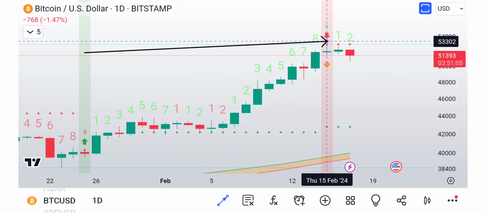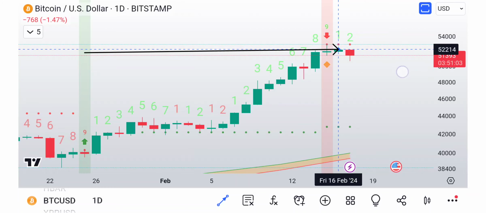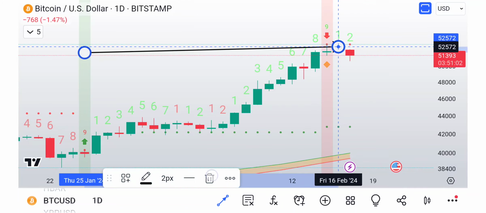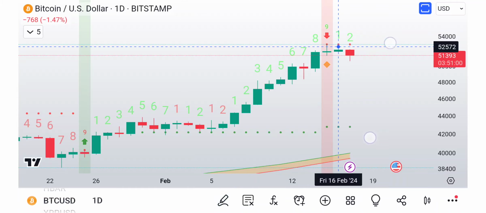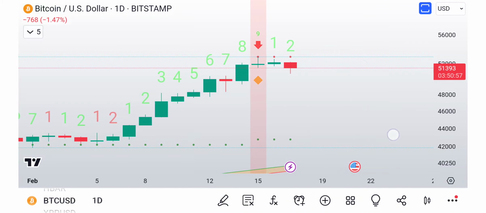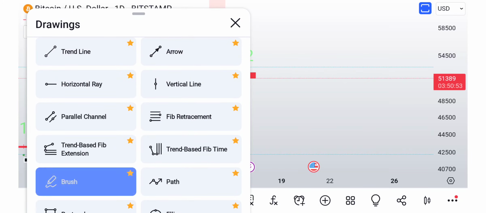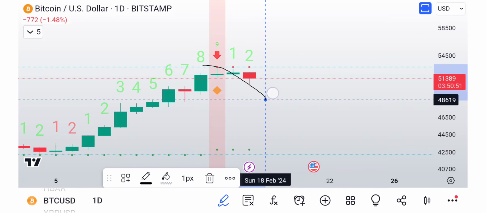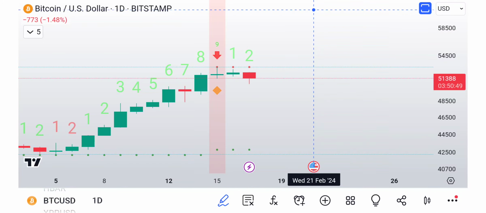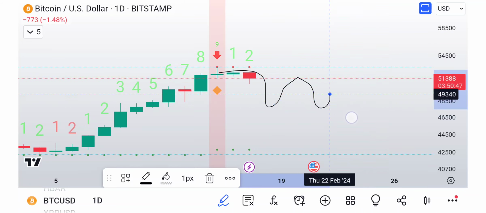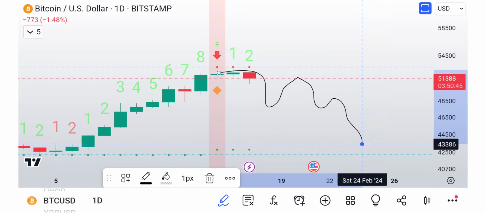So this is the price of Bitcoin. We had a daily 9. So a 9 sell doesn't necessarily mean selling Bitcoin, right? It just means we can either get a pullback in a continuation or a reversal. So it really depends on what your trading strategy is.